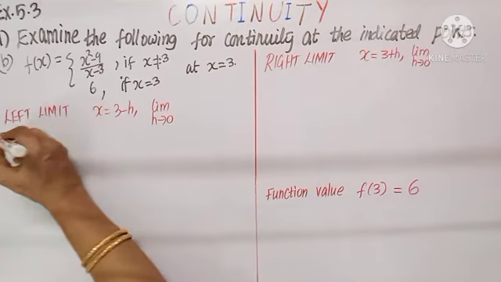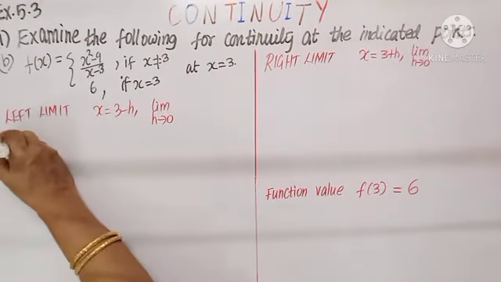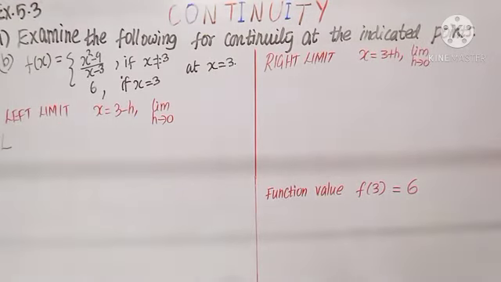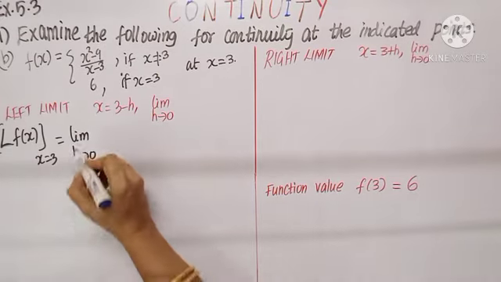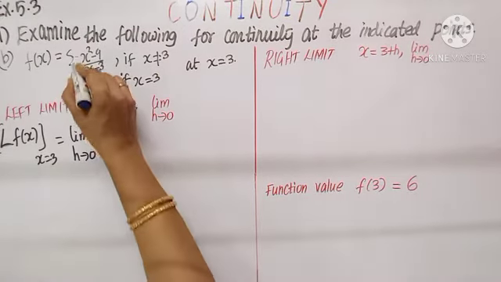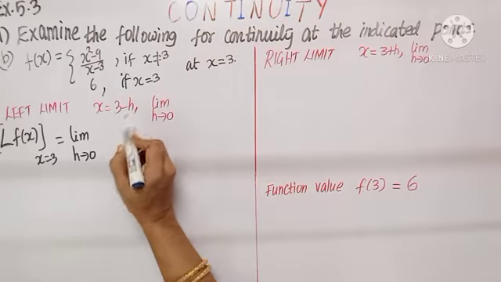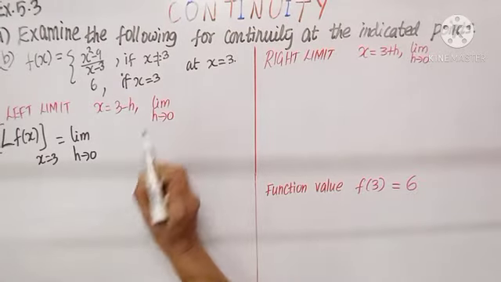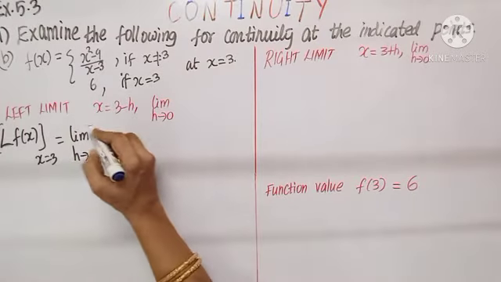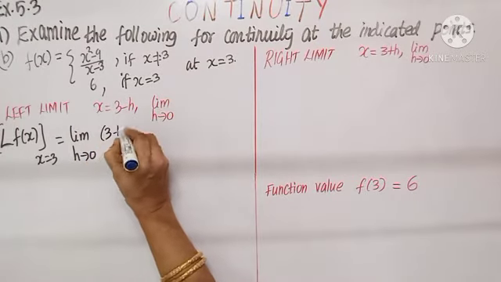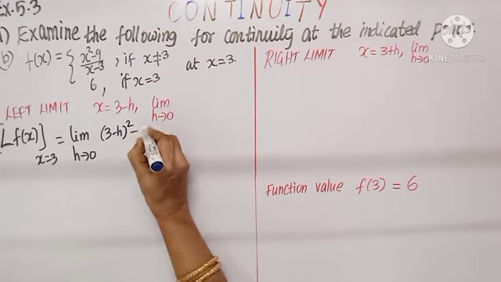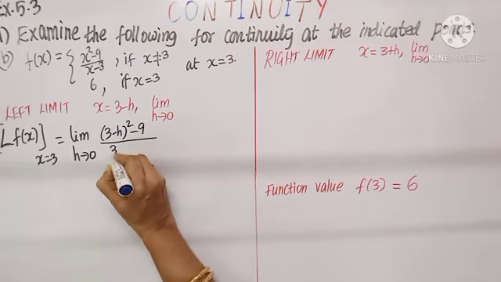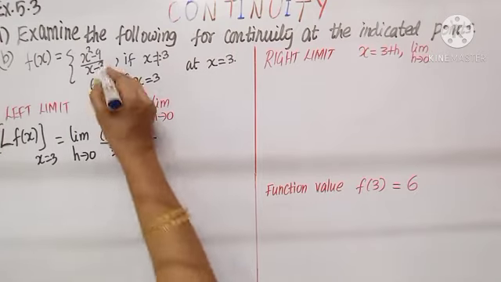For left limit, what is the formula? L f of x, limit h tends to 0. Wherever x is coming, put 3 minus h, since I want at x is equal to 3. So, in the place of x, (3 minus h) the whole square minus 9 by (3 minus h minus 3).